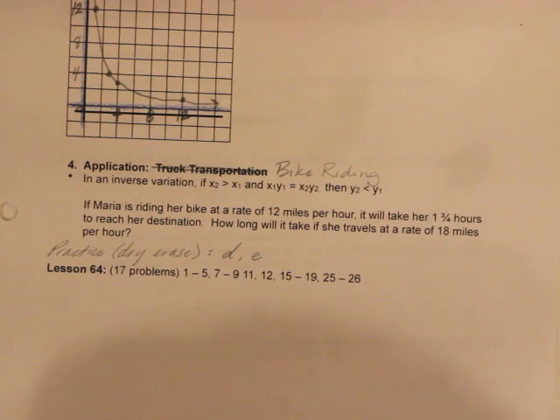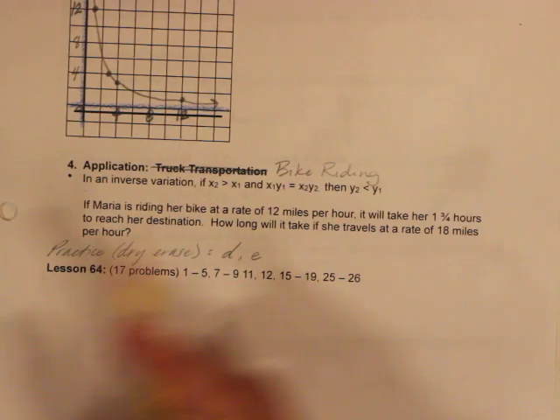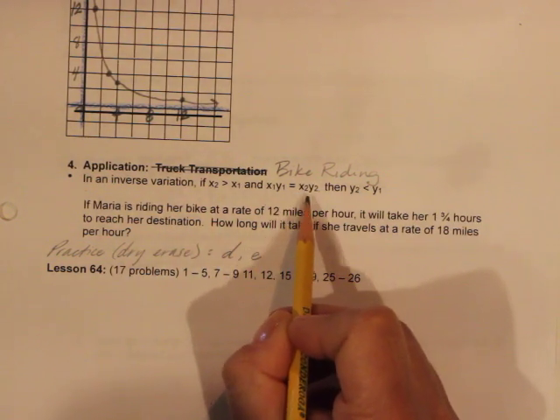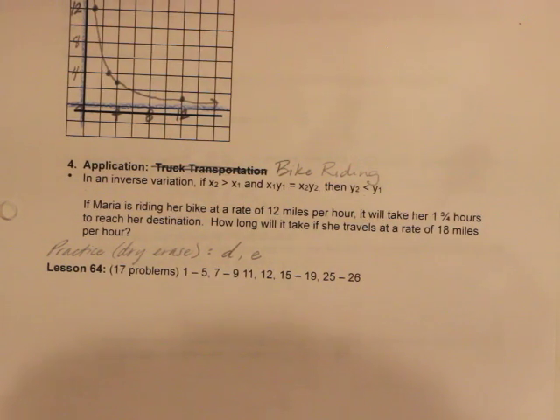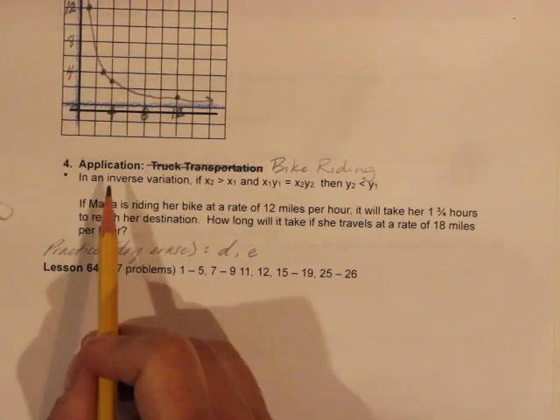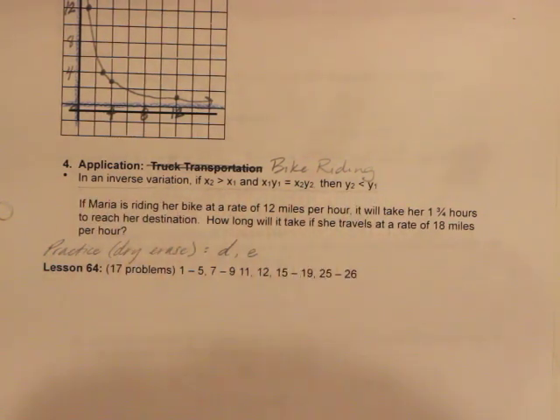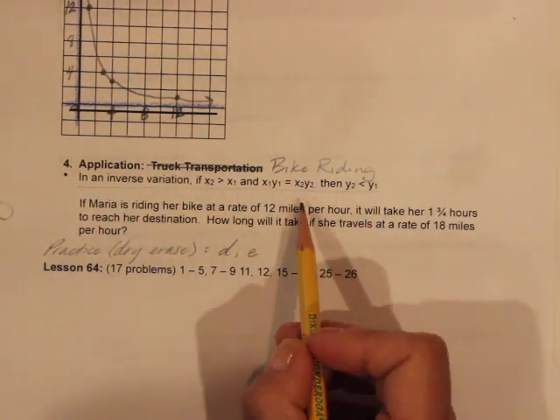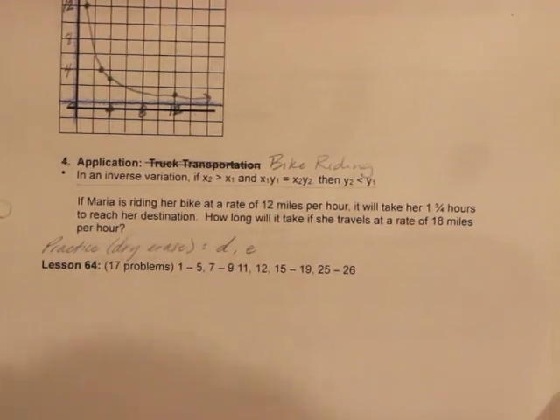So in an inverse variation, if x2 is greater than x1, and x1, y1 equals x2, y2, then y2 has to be less than y1. That's just basic understanding for the way an inverse variation works. We talked about that already, right? That if x increases, y has to decrease. That's what we're looking at here. So let's put that into a real world application.